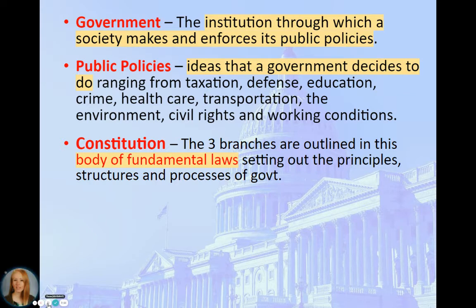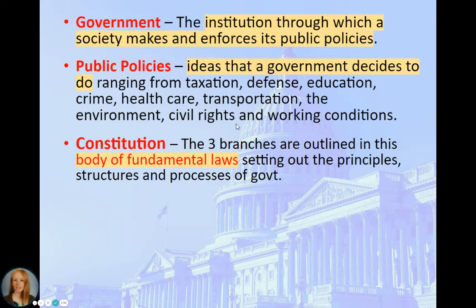Okay, to start, let's look at some review terms, such as government, public policies, and constitution. A government is the institution through which society makes and enforces its public policies. What are public policies? Public policies are ideas that a government decides to do, ranging from taxation, defense, education, crime, healthcare, transportation, the environment, civil rights, and working conditions.